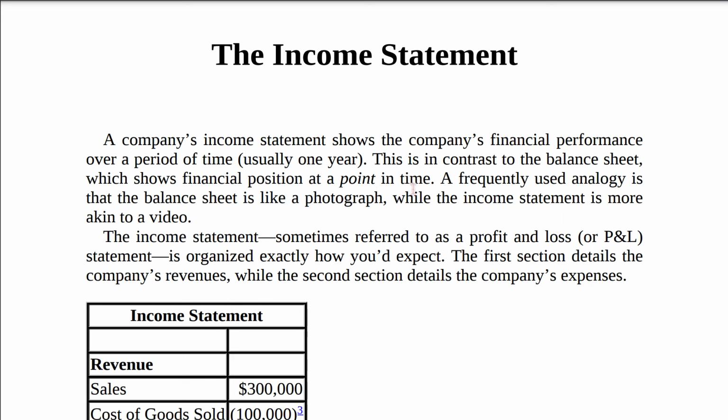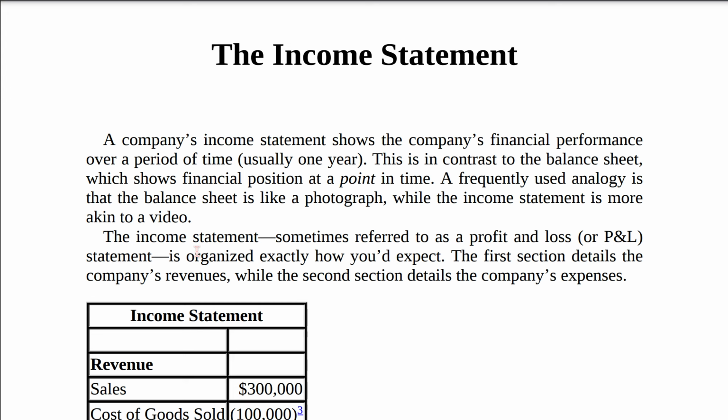As I told you, a frequently used analogy is that the balance sheet is like a photograph while the income statement is more like a video. The balance sheet is a screenshot of a company's financial position, but the income statement is like a video which shows each and every part of the financial position over a period of time, like an ongoing process. So the balance sheet shows financial position as on date and the income statement shows financial position over a period of time.